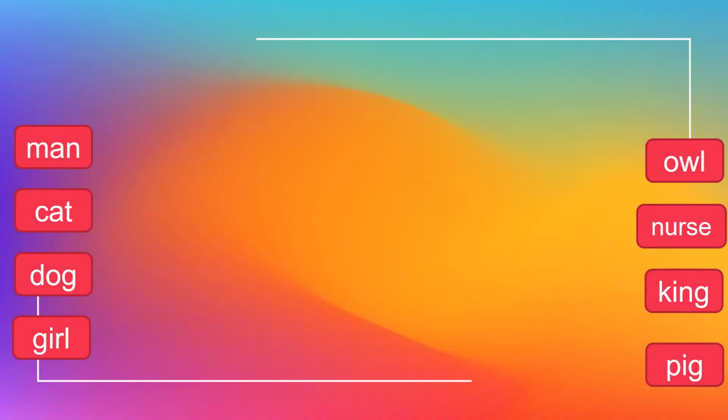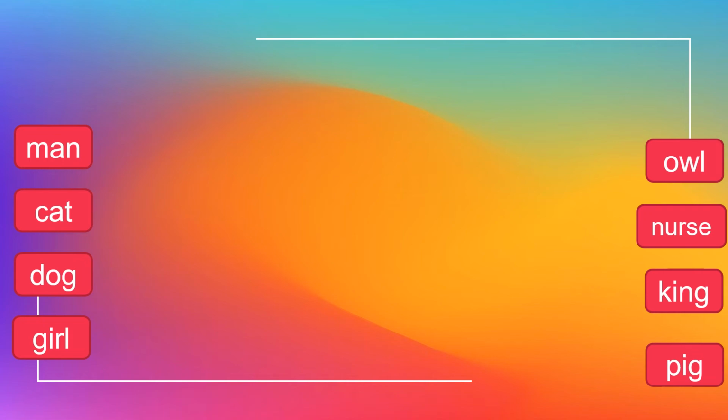Boys and girls, it's time for our final activity for today. Here we have some words, and they're all nouns. We have the word man. Touch the word man. Good. And below it, we have cat, then we have dog, and then girl. On the next slide, we have the word owl. Then we have nurse, king, and the last word, pig.